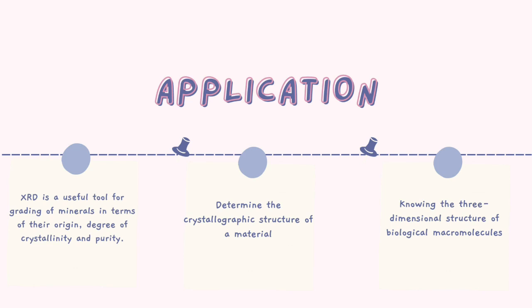By using XRD, we can know the 3-dimensional structure of biological macromolecules, such as proteins and DNA, which is crucial for understanding the functioning of life. Thus, the structure of proteins and DNA can also be shown by an XRD machine.